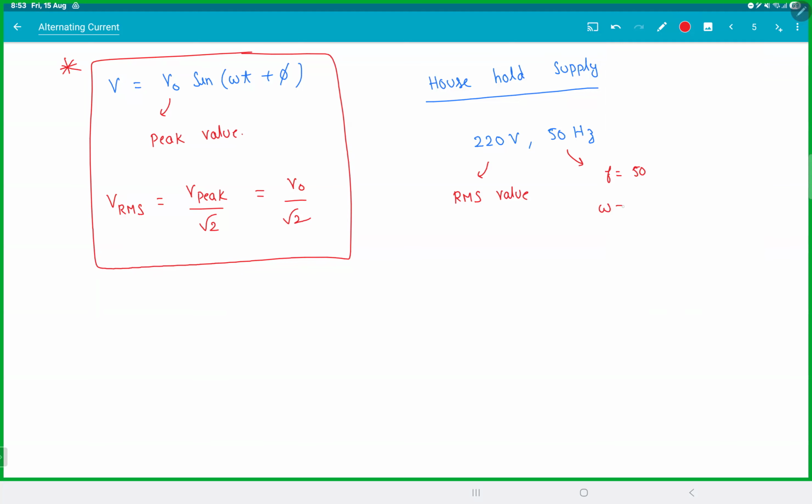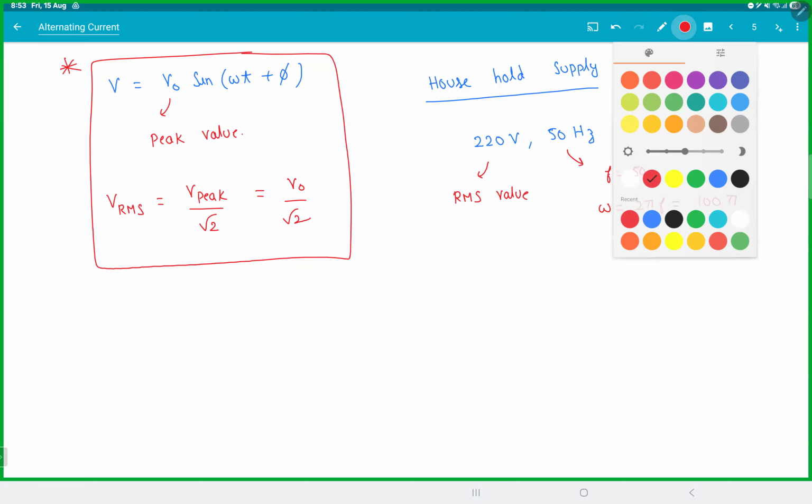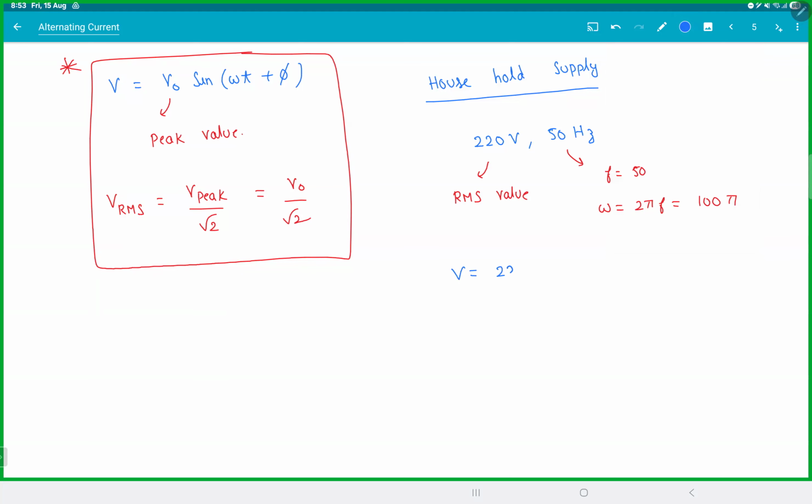That means omega will be 2 pi f, or 100 pi. So the power which you're getting in the house is actually, the voltage is 220 root 2. That's your peak value. Sine omega t, omega is 100 pi t. So this is the power supply that you're getting in your house. And if you look at the peak value here, which is 220 root 2, this comes to around 311 volts. That means in your house, the voltage is fluctuating between minus 311 to plus 311. So the highest peak voltage in your house is 311 volts. It's not 220.